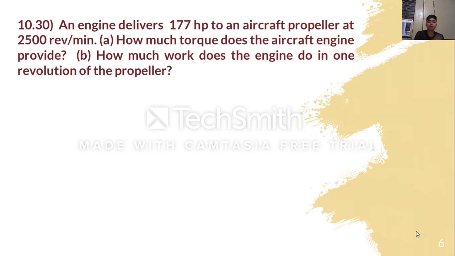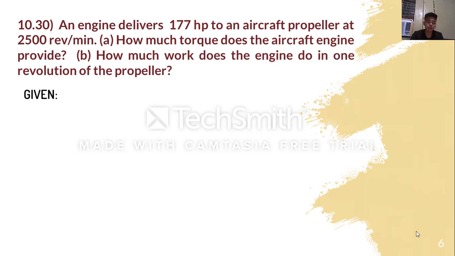Now for our last problem. An engine delivers 177 horsepower to an aircraft propeller at 2,500 revs per minute. How much torque does the aircraft engine provide, and how much work does the engine do in 1 revolution of the propeller?